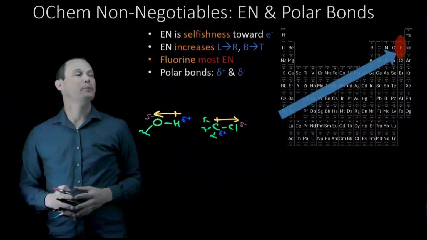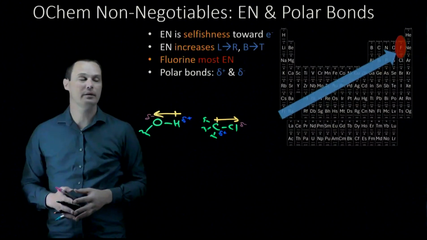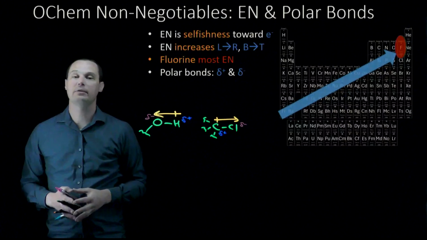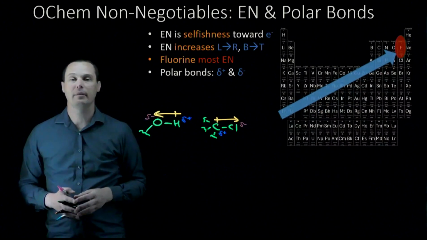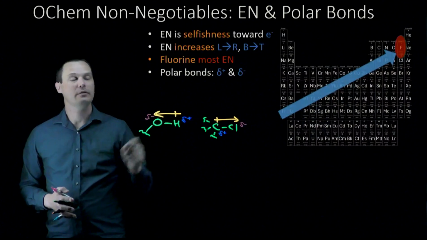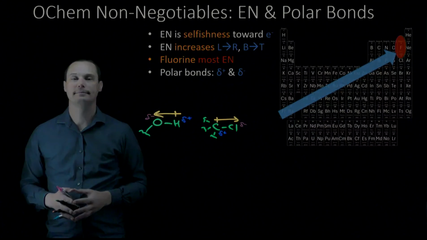You have to know that the periodic table is electronegative up toward the fluorine. Fluorine is the most electronegative. That a bond between two elements of different electronegativity is going to cause a polar bond, polarized towards the more electronegative element. The more electronegative element is partial negative, the less electronegative element is partial positive. You have to know it. Non-negotiable.